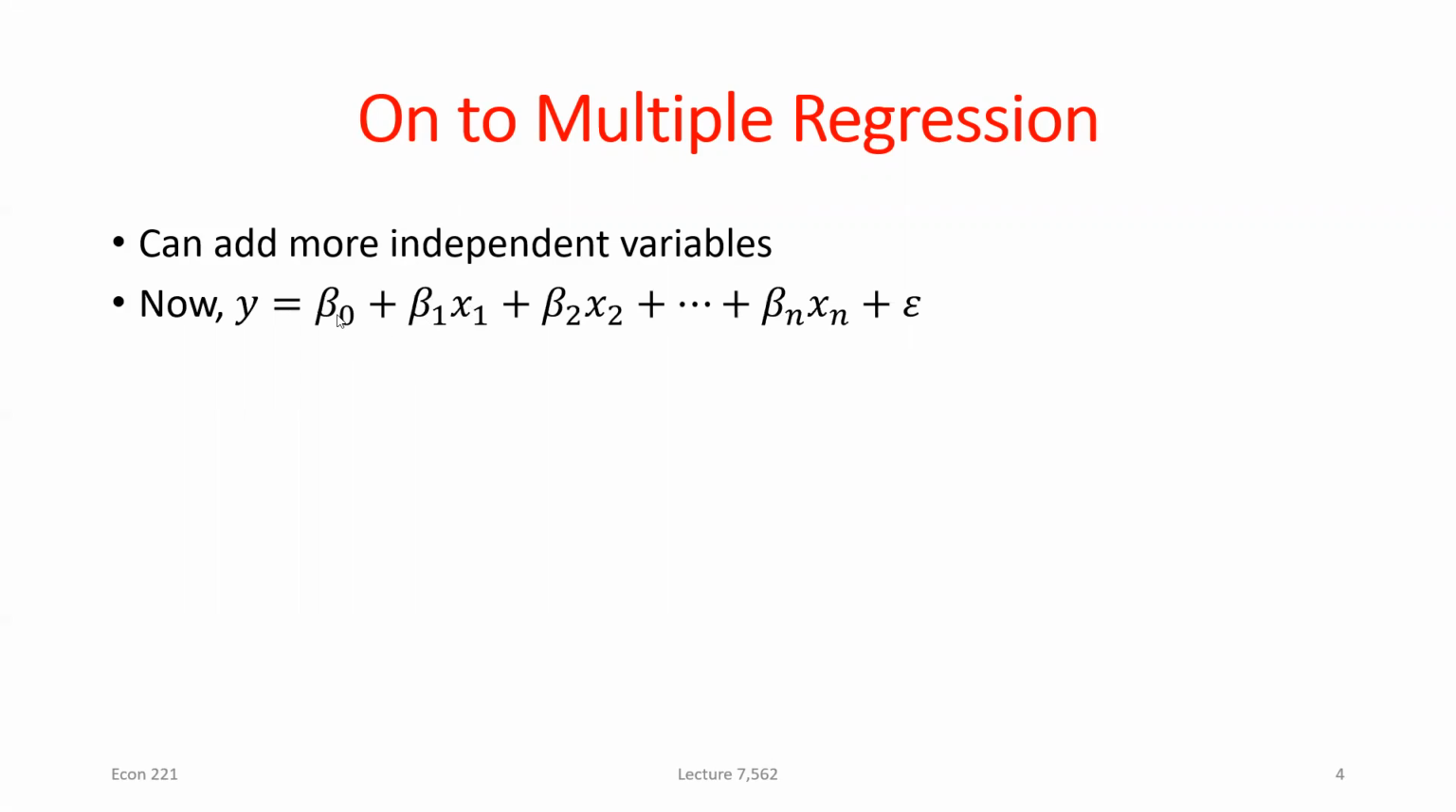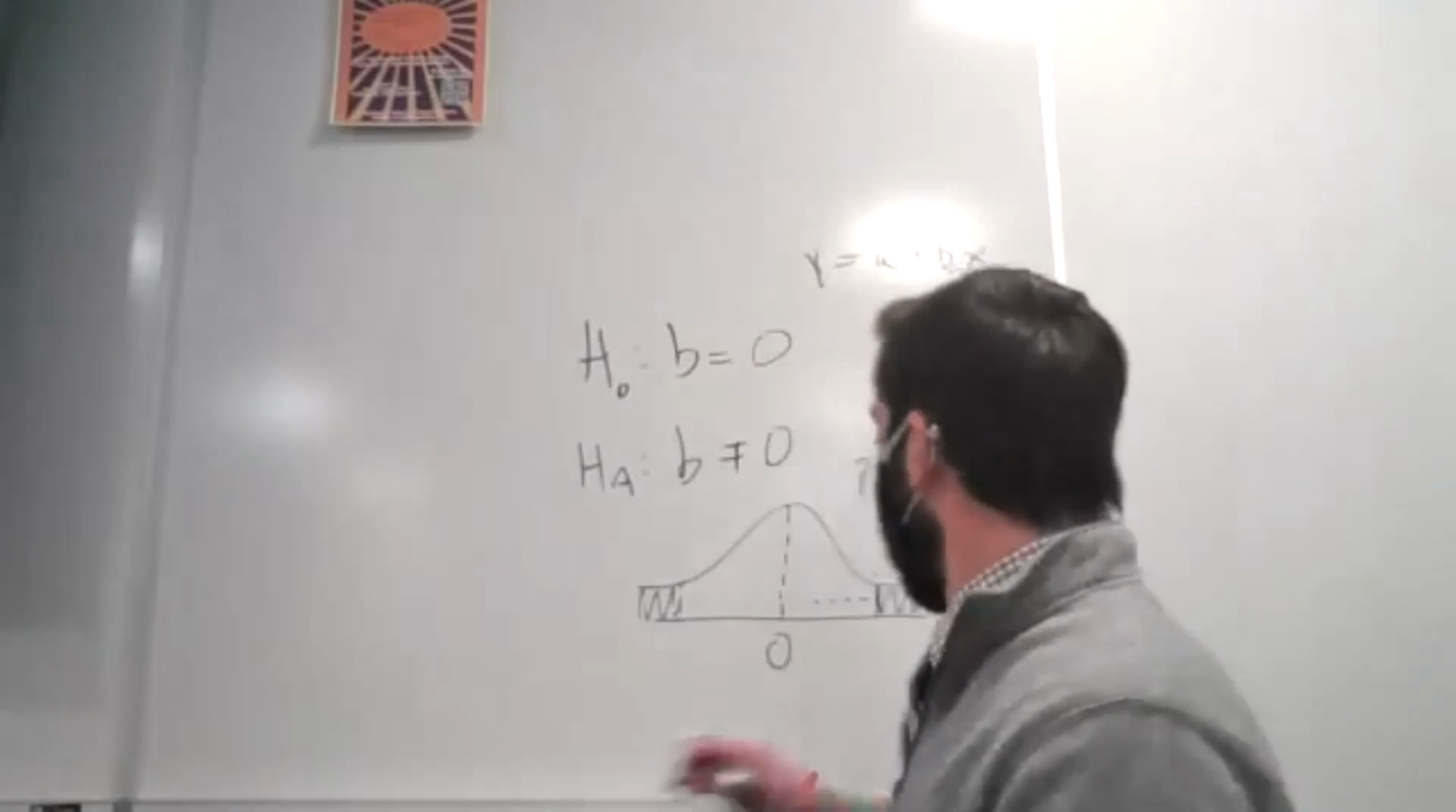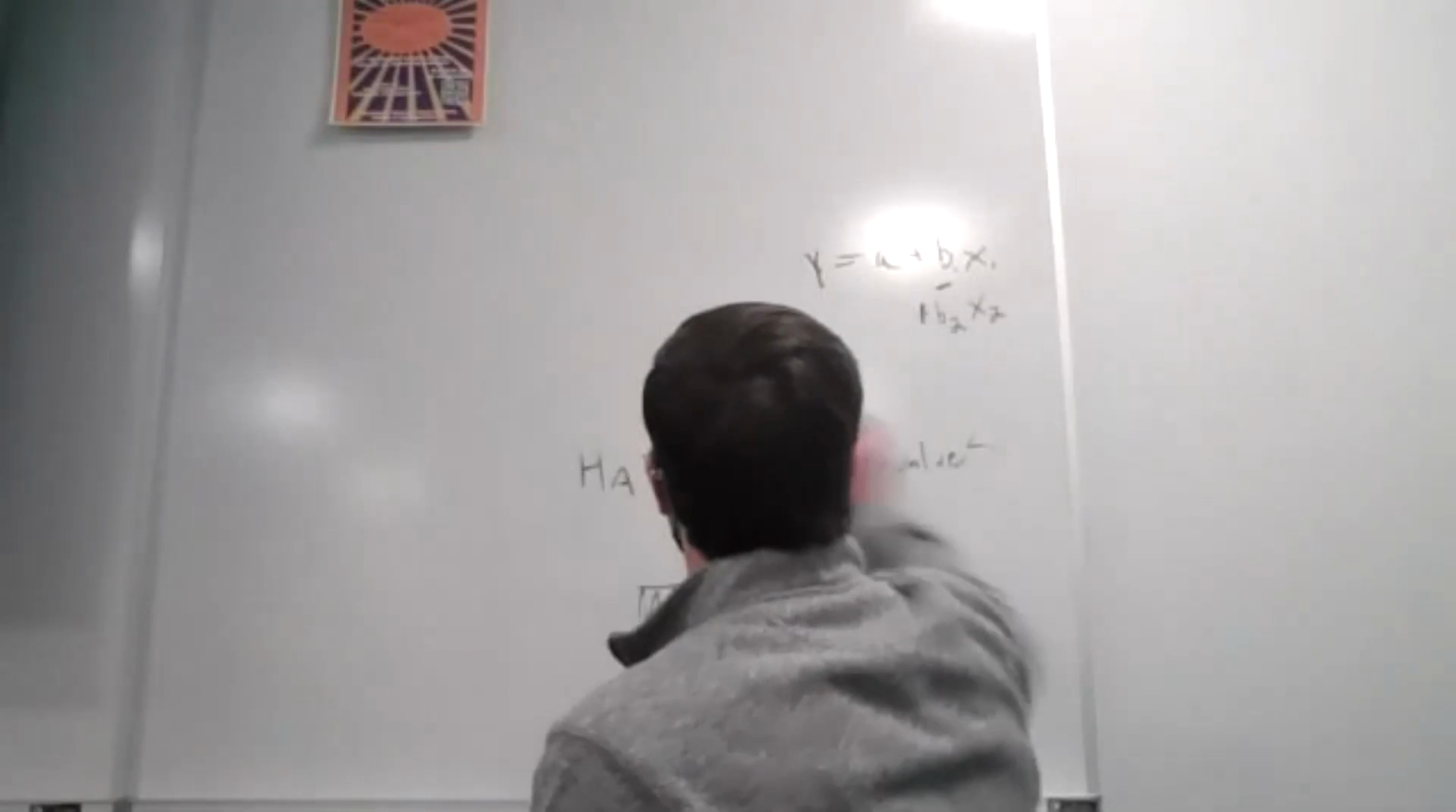So we could think about how crime in a county might be affected by a lot of other things: police expenditures, how much they're spending on their police force, the number of police, maybe what the unemployment rate is in the area. There's a lot of other factors that can matter. So let's say I had crime rates as my y variable, and I just looked at police expenditures as my x variable.